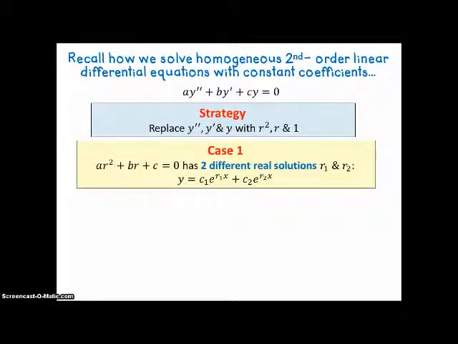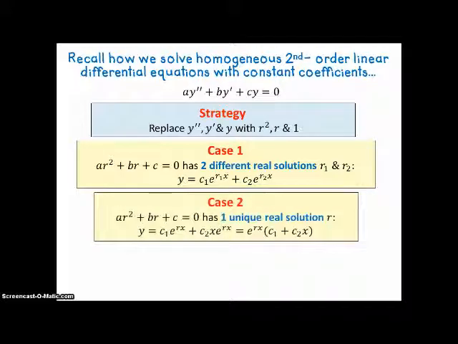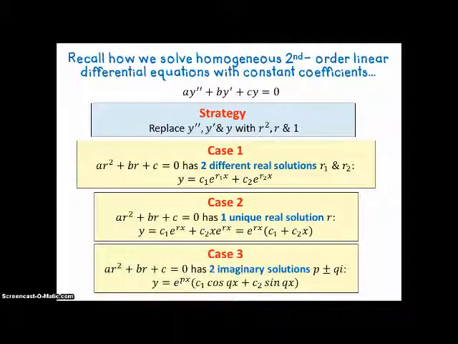Case 1, our quadratic equation had two real solutions, and that means our homogeneous second-order linear differential equation had a general solution of the form shown. Second case was that our quadratic equation had one unique real solution, in which case the solution to the differential equation looked like this. And the third case, where the quadratic equation had two imaginary solutions, and then the solution to the differential equation is shown below there. Okay, so that's the way we did the homogeneous second-order linear differential equations, and we're going to piggyback on that with this lesson.